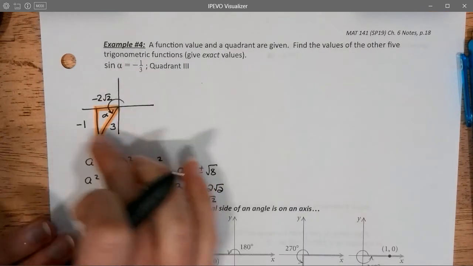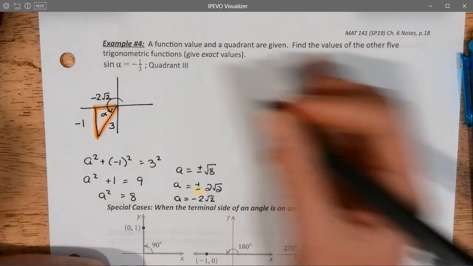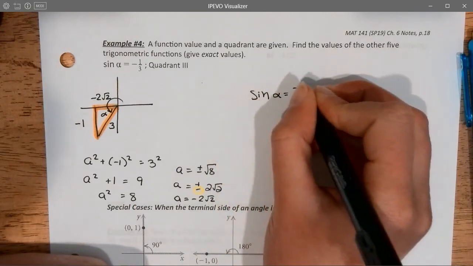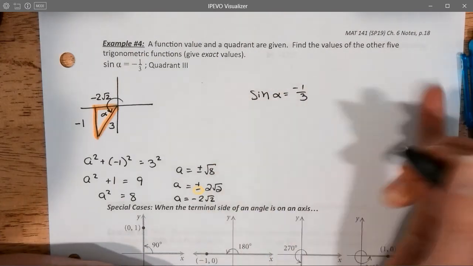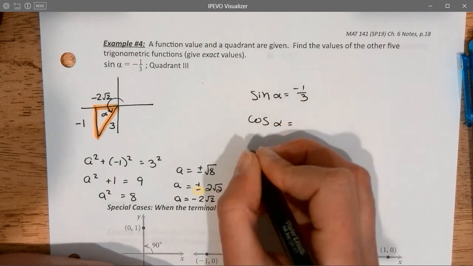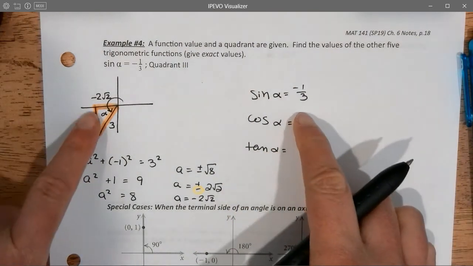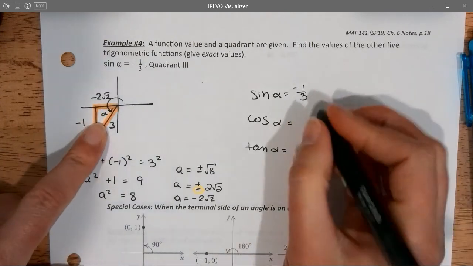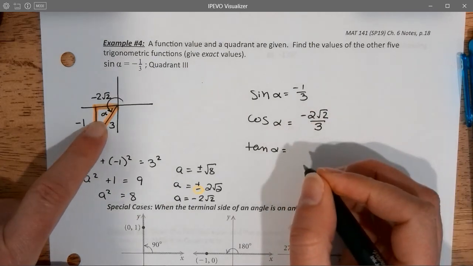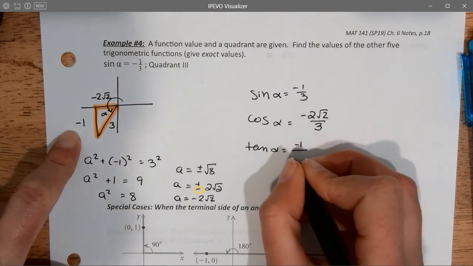Now that I have all 3 measures, I can write down all of the trigonometric ratios. Even though they already told me, I'm going to write down sine of alpha equals negative 1/3, because it helps me to get secant, cosecant, those kinds of things. We'll find cosine, tangent first. Cosine, adjacent over hypotenuse, is negative 2 square root of 2 over 3. Tangent, opposite over adjacent: I get negative 1 over negative 2 square root of 2.